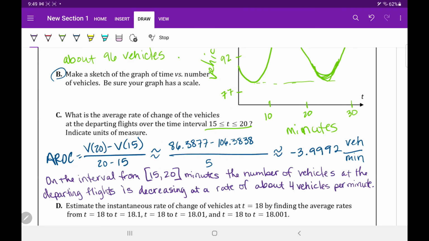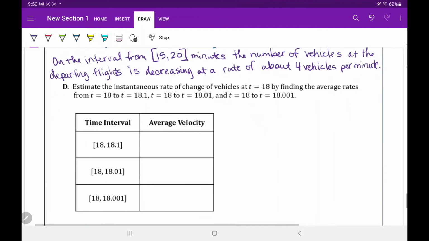Let's explain it. Okay, so here we have in purple. On the interval from 15 to 20 minutes, the number of vehicles at the departing flights is decreasing at a rate of about 4 vehicles per minute. Okay? So this is what we have just explained. We looked at this interval from 15 to 20 minutes. That's a 5-minute range. Now, estimate the instantaneous rate of change of vehicles at t equals 18 by finding the average rates. So we're estimating by getting closer and closer to 18.